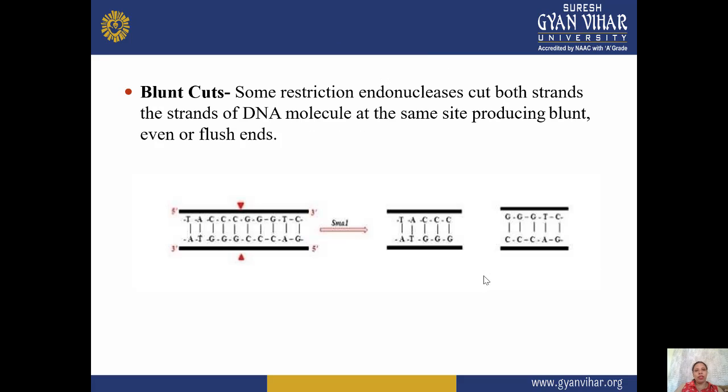Second is blunt end. Here you can see some restriction endonucleases cut both strands of the DNA molecule at the same site, producing blunt, even, or flush ends. So the restriction endonuclease cuts at the same place on both strands, and it can produce even and flush ends.